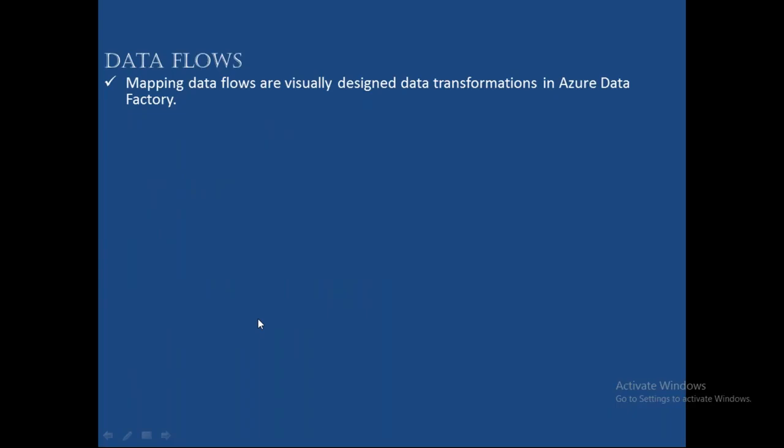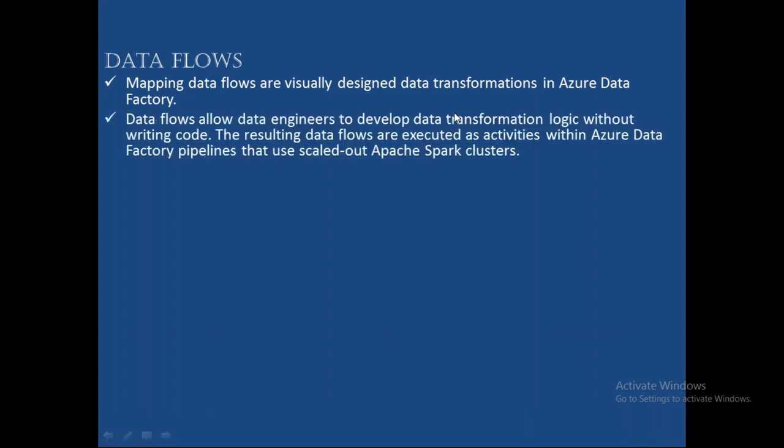Mapping data flows are visually designed data transformations in Azure Data Factory. It's completely visual. You are not writing any code. If you want to do any transformation, whatever we discuss, it can be join, union, aggregations, deriving a new column, or splitting the data based on some condition, or checking the existence of data, all these transformations are visually designed. You don't need to write any code for transforming your data.